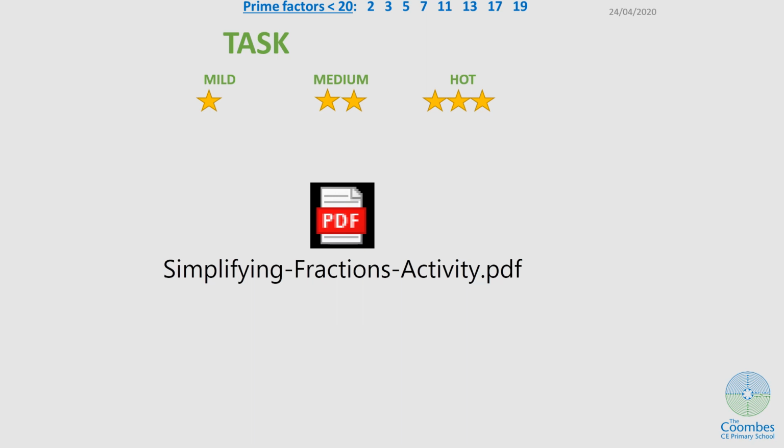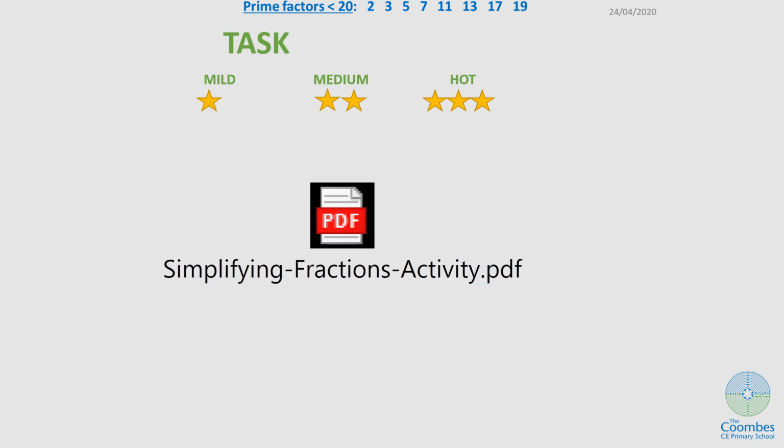So, time to do some work. When you go to the work, you double click the icon and then it will take you to the work. The mild is the one with the 1 star, is easier than the medium. The medium is kind of in between. It's not as challenging as the hot. Okay, please don't look at the answers before doing the work. I'd prefer that you do the work before you look at the answers.